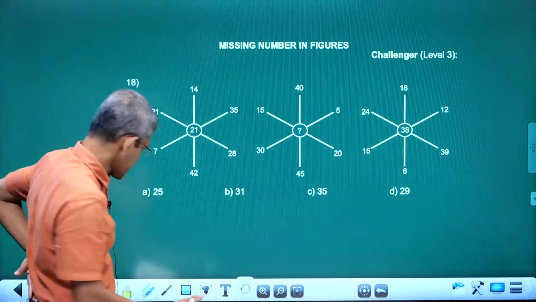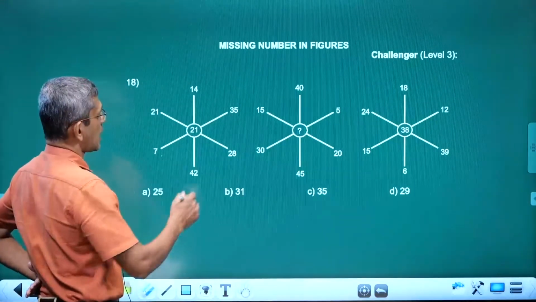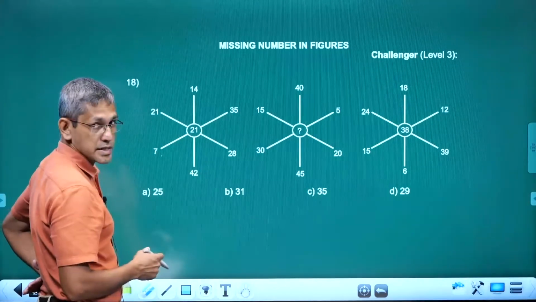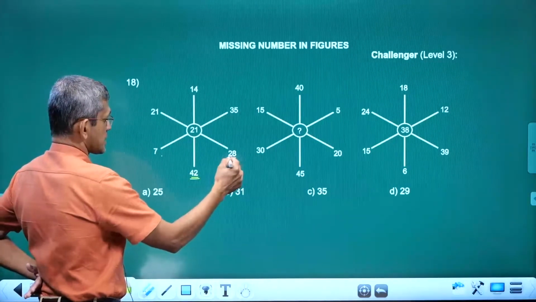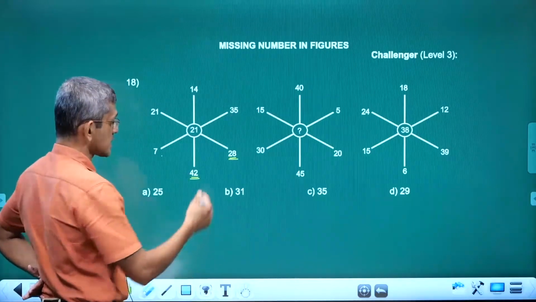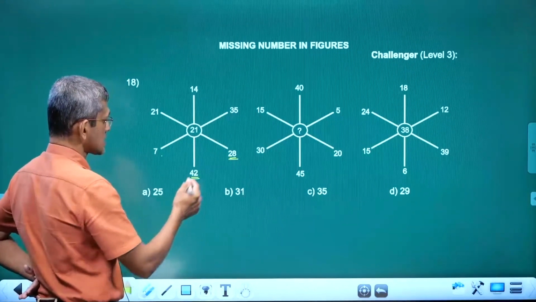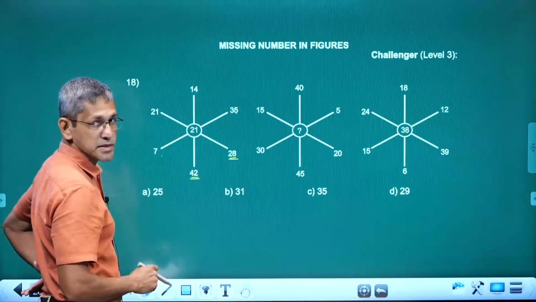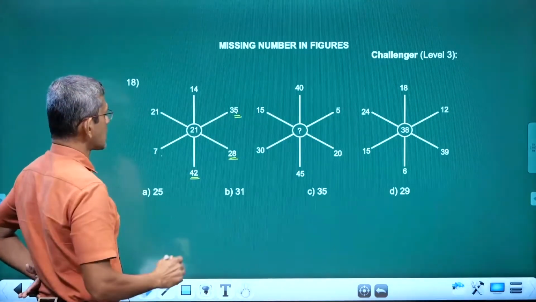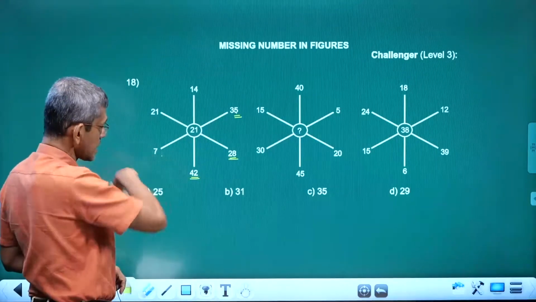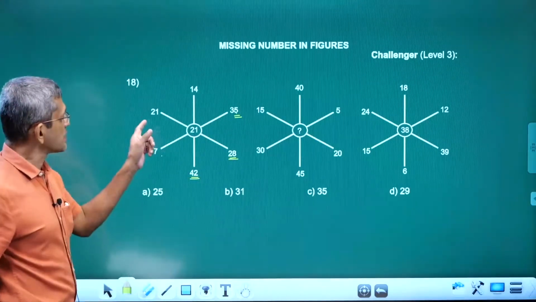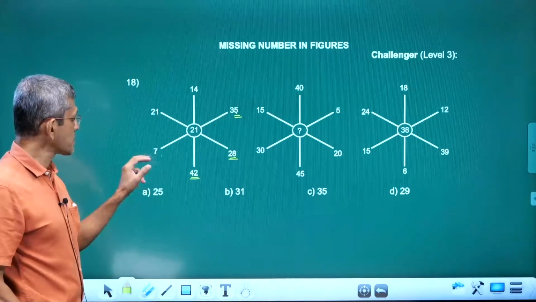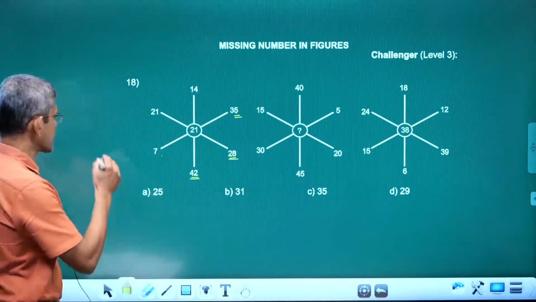Any idea? Okay, so this is what it is. If you add these numbers, how much do you get? 42 plus 28. So 40 plus 30, 70. And that 70 plus, how much is that? 35. 70 plus 35, 105. 105 and, well, 21 plus 14, we have 35. 105 plus 35, 140. 140 plus 7, 147. Total is 147.